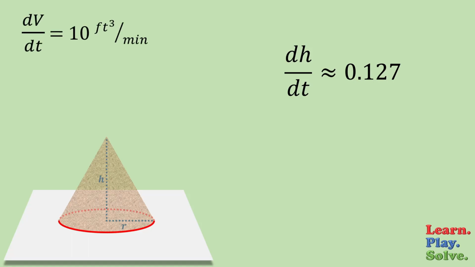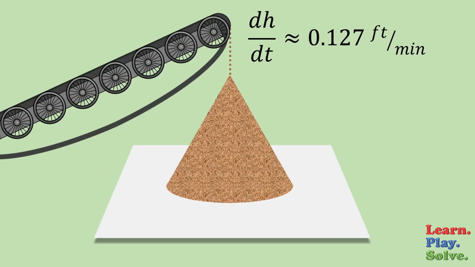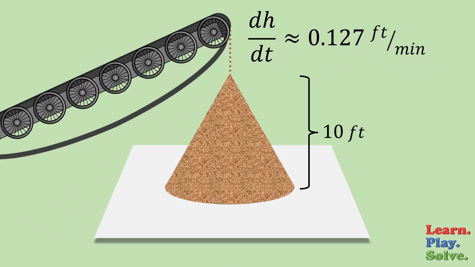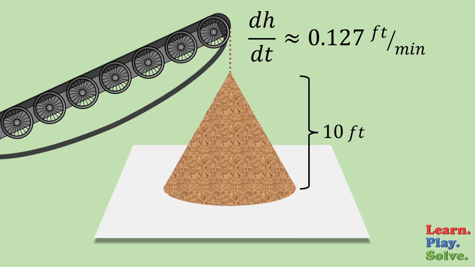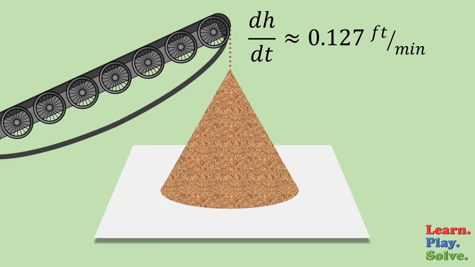The units of change in volume were in cubic feet per minute, so the change in height is in linear feet per minute. So now we know, when the height of this pile of gravel reaches 10 feet, it'll be increasing at a rate of 0.127 feet per minute.